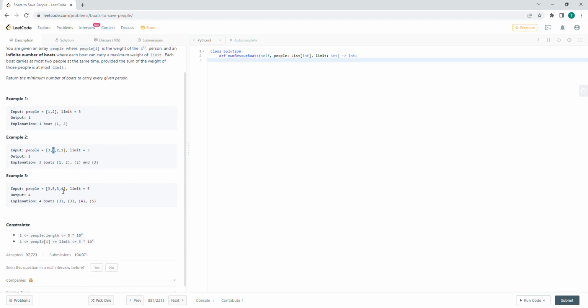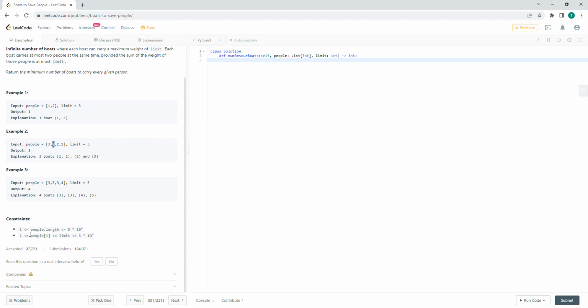Alright, we have a limit of 5 here, and we have this many people. We see how each pair sums to more than 5, so therefore we need 4 boats, 1 boat for each person.